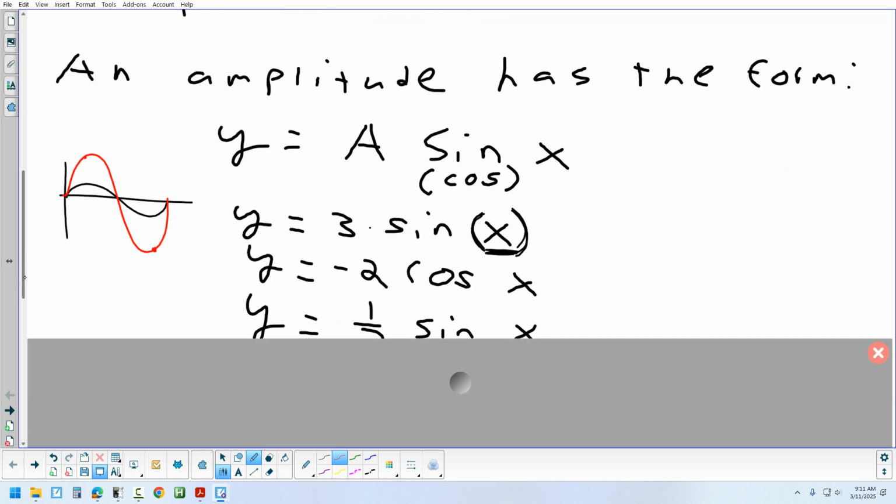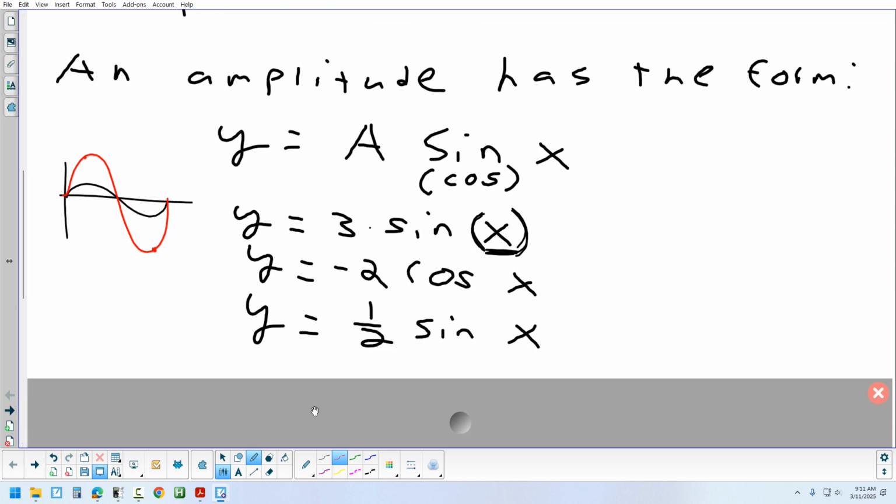If you do something like a half, that would make it quieter. That would take your wave and compress it. It's not perfect, but something more like that.